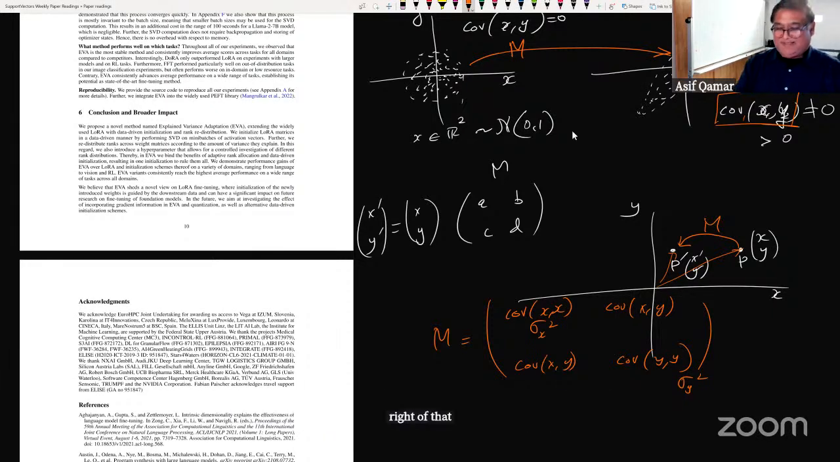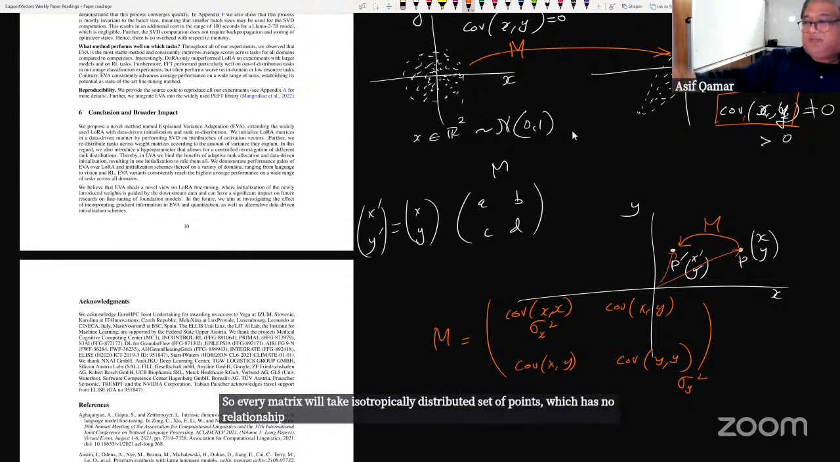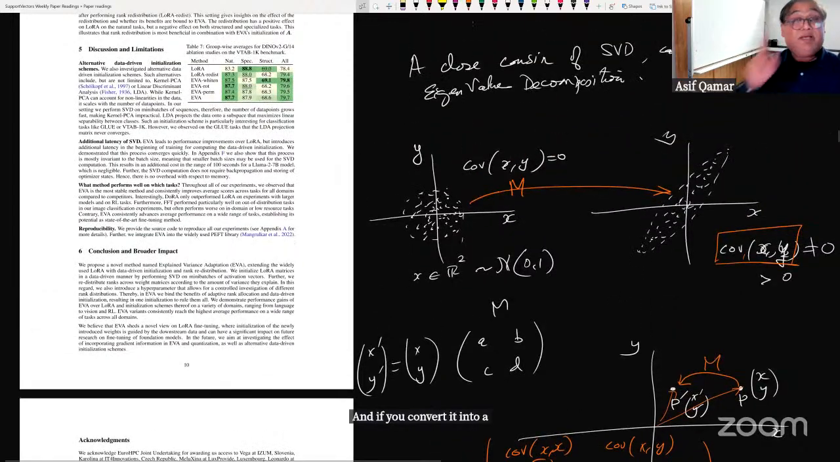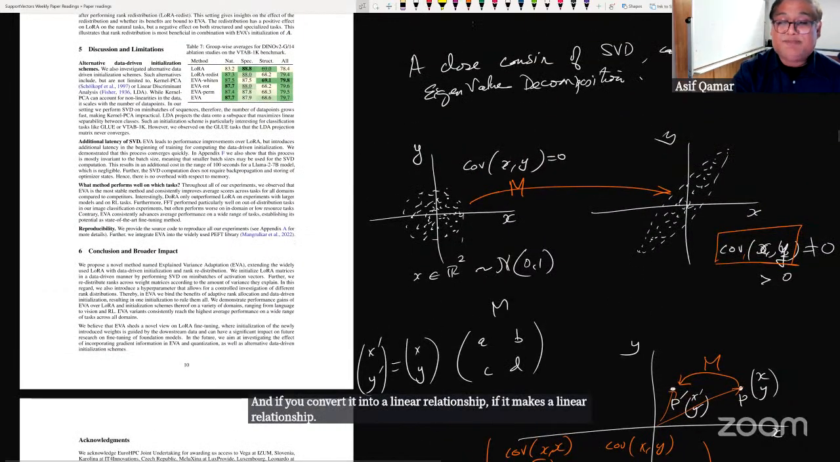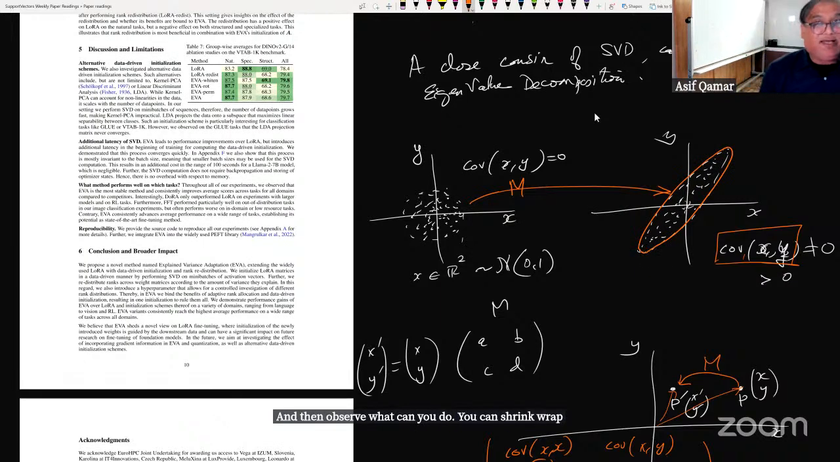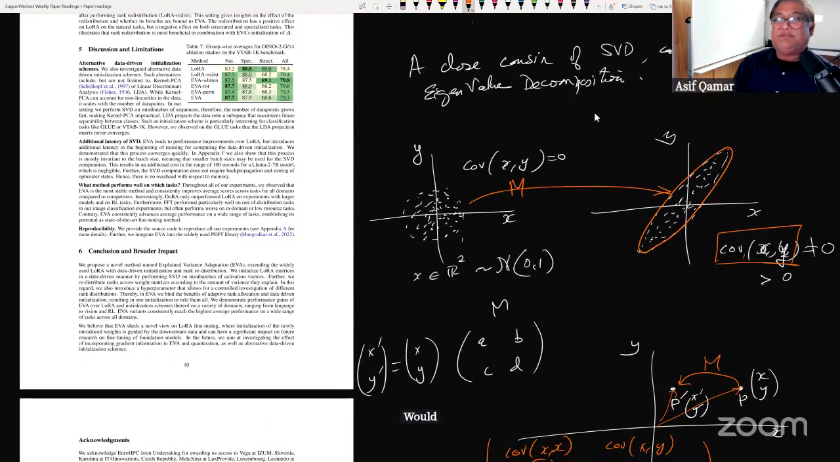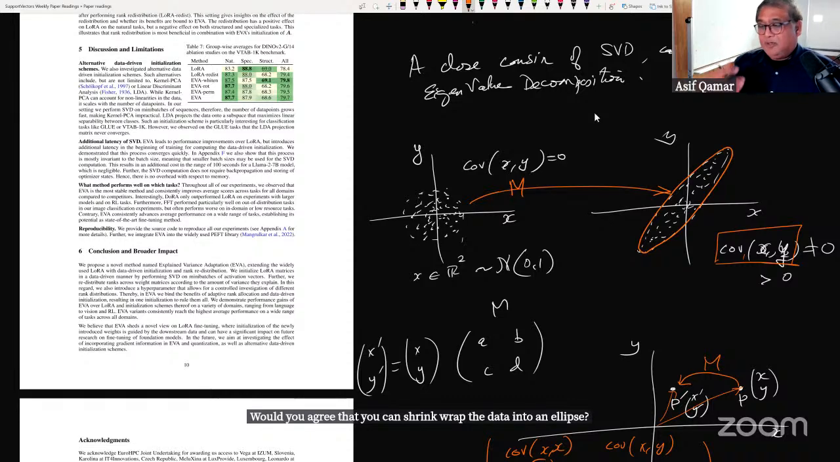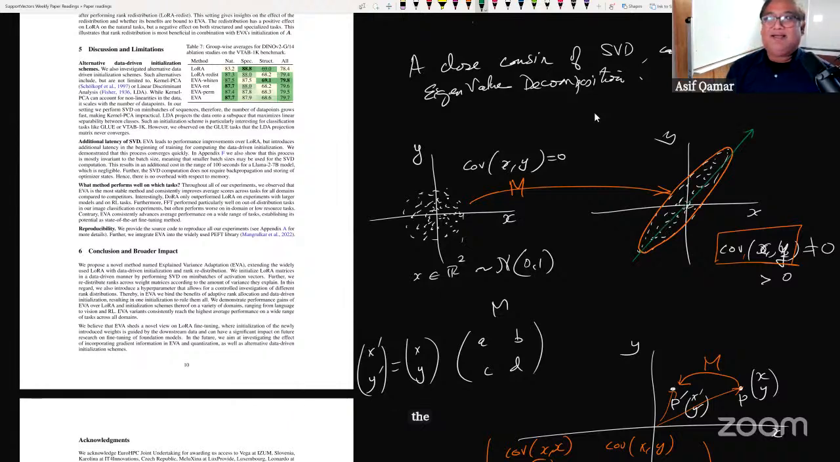Now, the beautiful thing is, every matrix will take an isotropically distributed set of points, which has no relationship, and if it converts it into a linear relationship, then observe what you can do. You can shrink wrap the data into an ellipse. Would you agree that you can shrink wrap the data into an ellipse? What is the nature of an ellipse? An ellipse has two axes. The principal axis, the major axis, and the minor axis, isn't it?